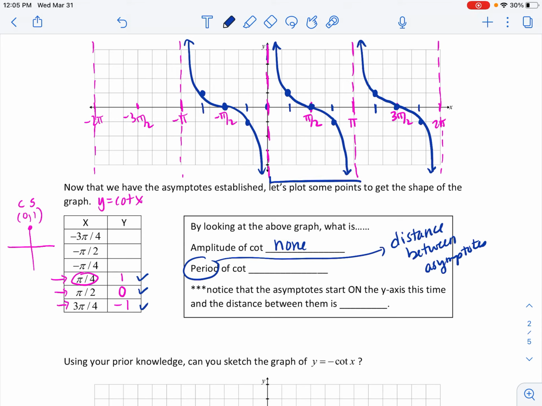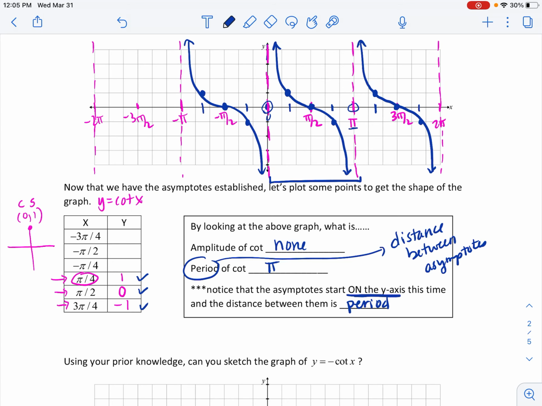Okay, so this one's a little bit easier to tell what the distance between the asymptotes is. Look at this one and look at this one. What's the distance from there to there? Really easy to tell. This is 0. This is pi. So the distance from 0 to pi is still pi. And you guys notice that the asymptotes start on the y-axis this time, and the distance between them is what we call our period. So in this case, that was pi.